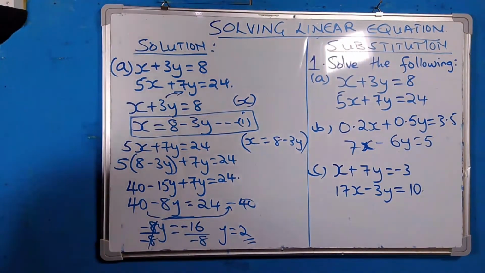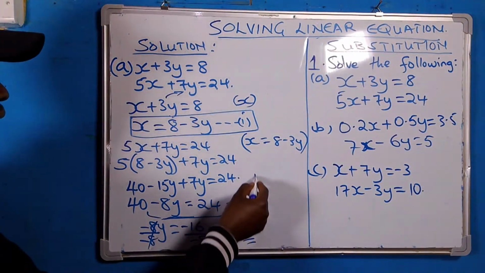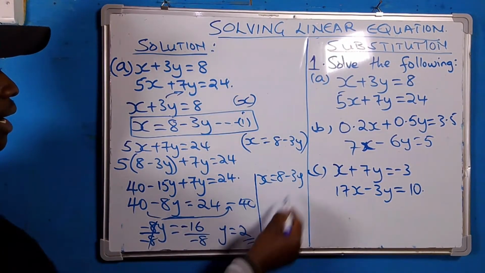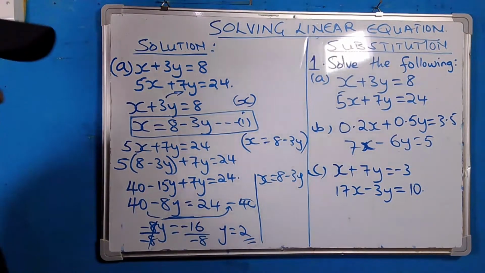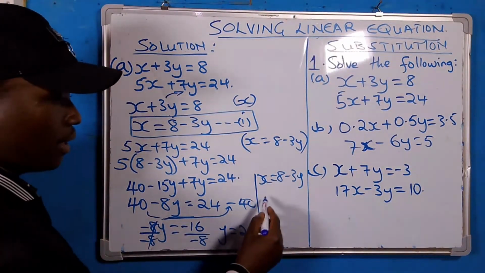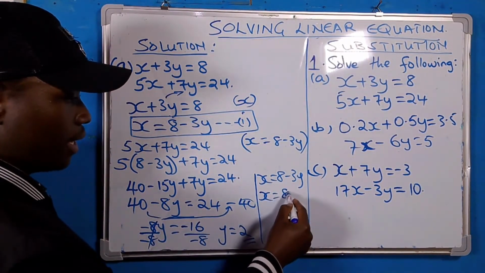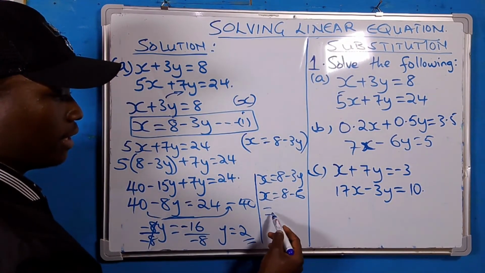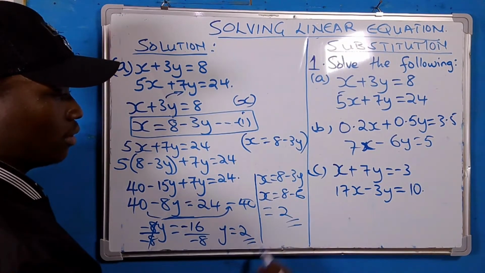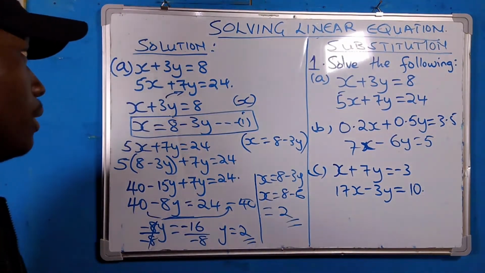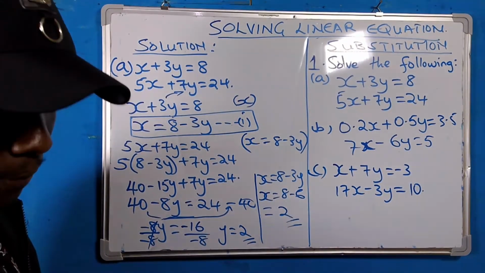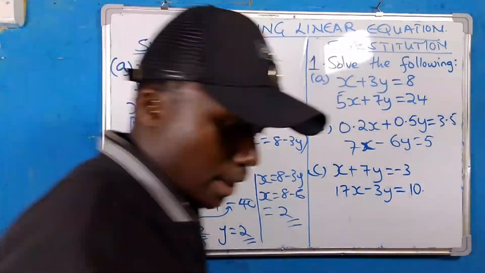After getting our y as 2, we can now get our x. Our x is 8 minus 3y, and our y is 2. So having our y as 2, we will now say x is equal to 8 minus 3 times 2, which is 6, and that will give us 2. Our x also becomes 2. So we have our x as 2 and our y as 2. Let us proceed to the next question.